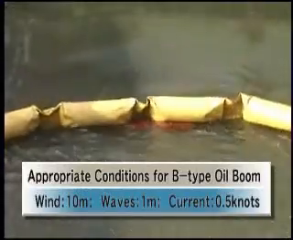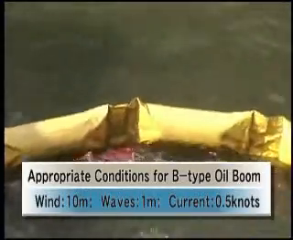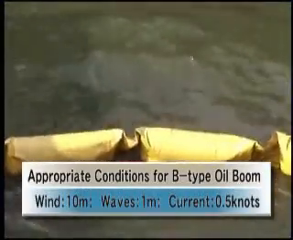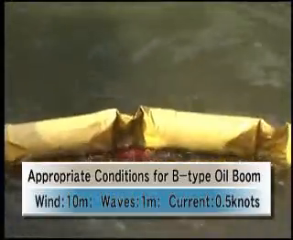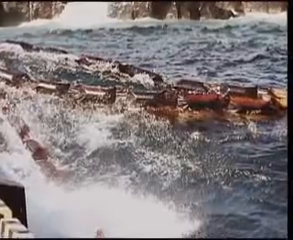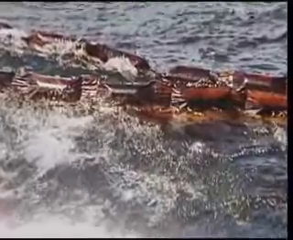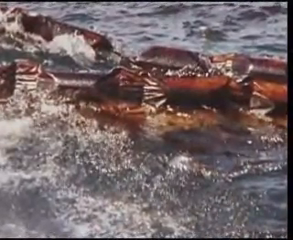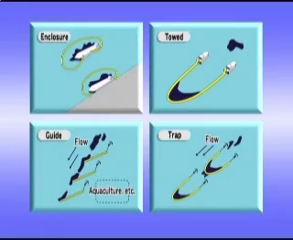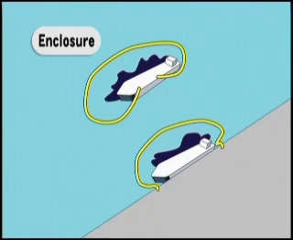Here you can see the appropriate conditions for using the B type of oil boom. If operational conditions become worse, the oil would leak over the top and under the bottom of the boom. There are also various ways in which oil booms and nets are used, depending upon how they will be used. They are most often used as an enclosure to trap the oil inside.